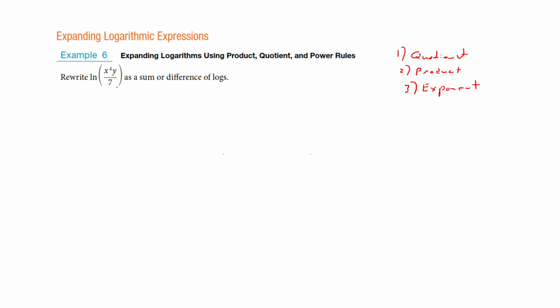So the first thing here, I'm going to do my quotient. I have division going on, so I'm going to turn this into subtraction. That's being divided, so I turned it into subtraction. Now we move to the product rule, which is these are all being multiplied, so I'm going to split them up.